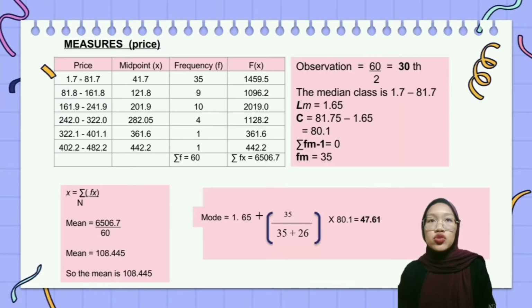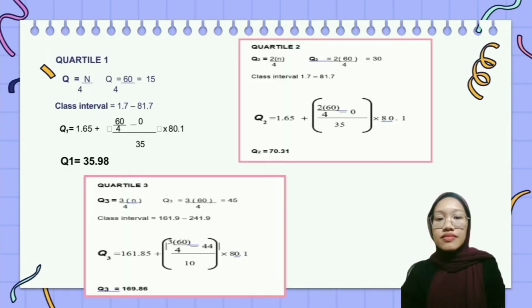Next, we can see the numerical descriptive measures for price. Here, we can see the mean, median, and mode calculations for price. Firstly, the mean is 108.445. The median is 35, and the mode is 47.61. Here, we can see the calculation for quartiles.